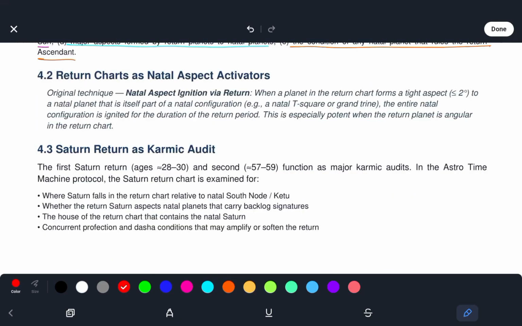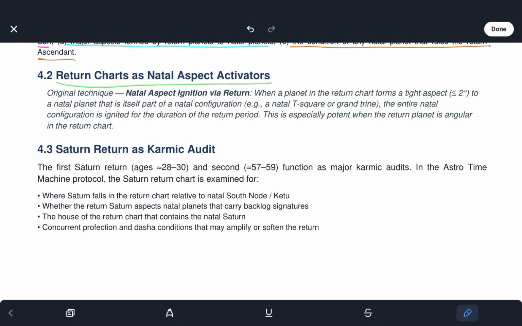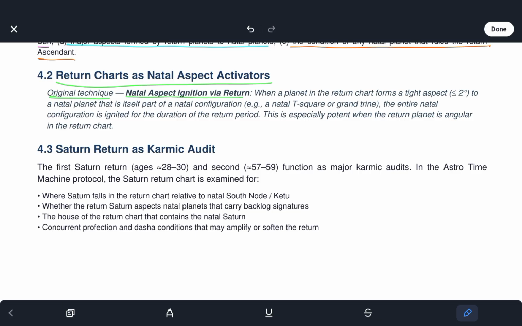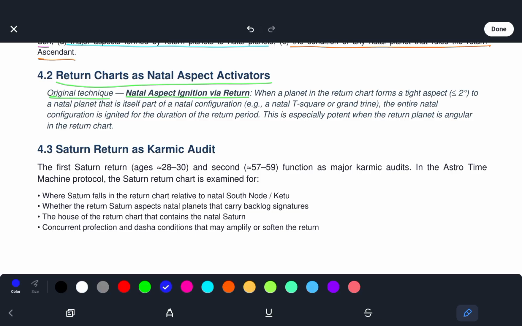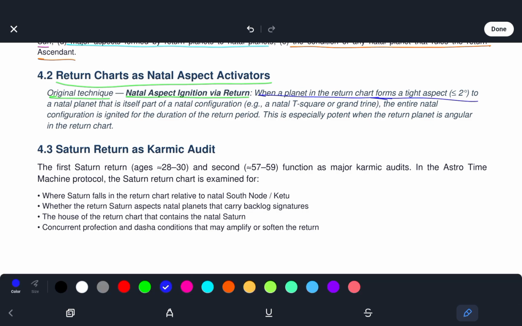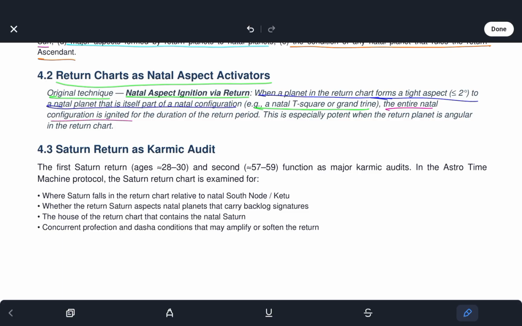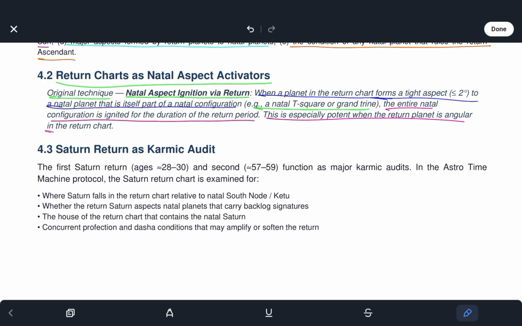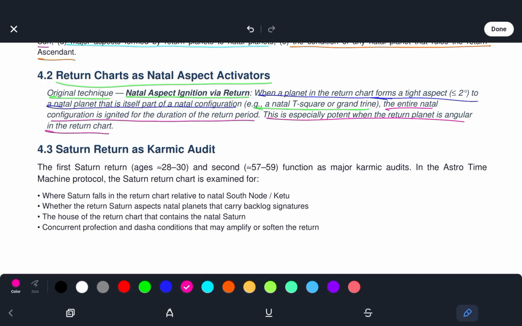Alright, return charts as natal aspect activators. We see natal aspect ignition via return. When a planet in the return chart forms a tight aspect, which is less than 2 degrees, to a natal planet that is itself part of a natal configuration, for example a natal T-square or grand trine, the entire natal configuration is ignited for the duration of the return period. This is especially potent when the return planet is angular in the return chart.